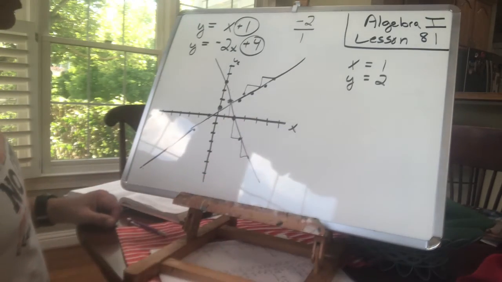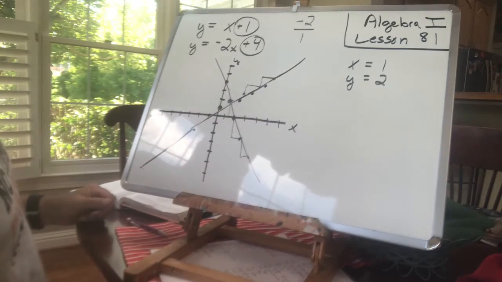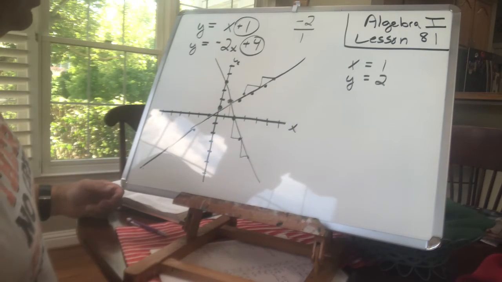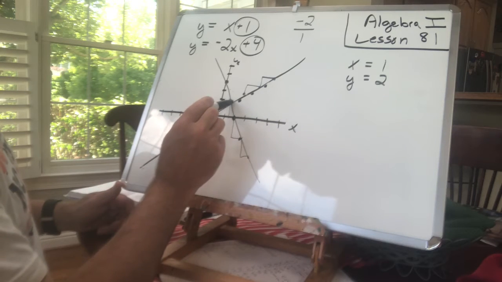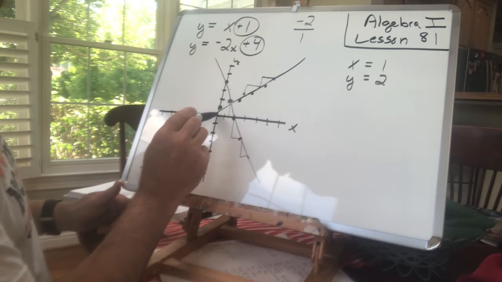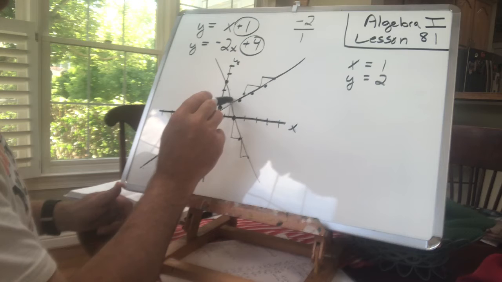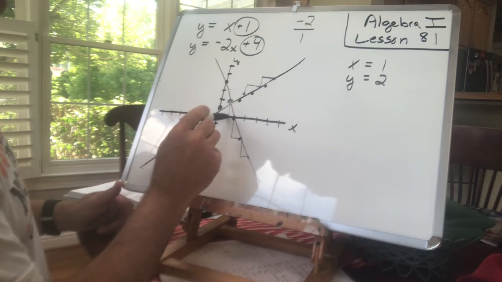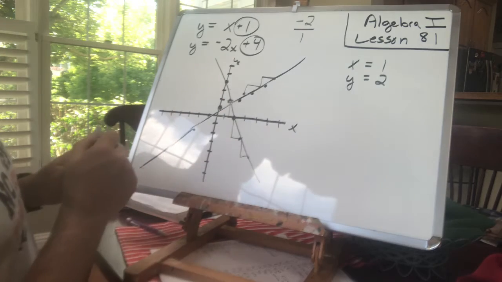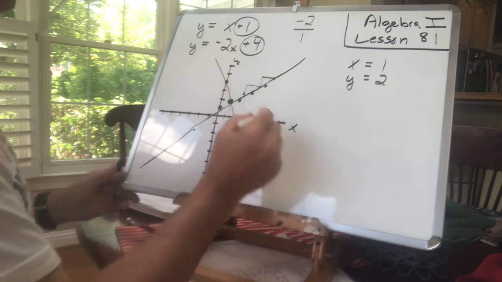So where do they intersect? Where do these lines cross? Well, my line is not the greatest line, but you can see that they will intersect at x equals 1, sort of, and y will equal 2. So 1, 2, right? They intersect right at this point right here, 1, 2.